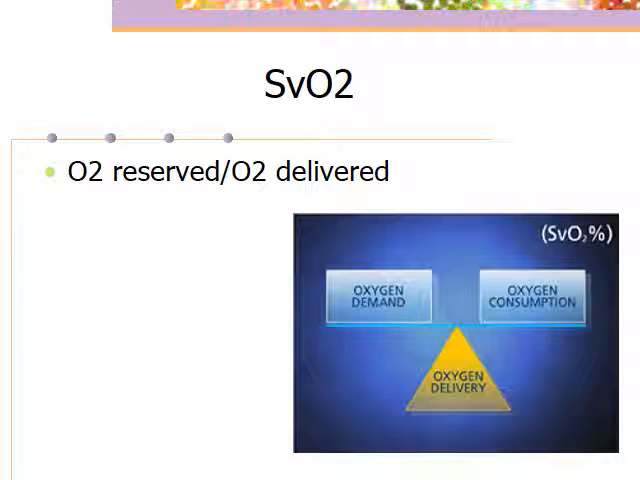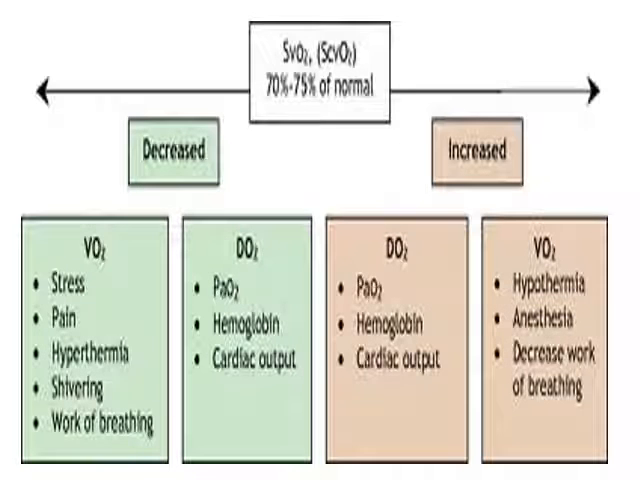SVO2 looks at the ratio between the oxygen reserved and the oxygen delivered. So remember, we had 1,000 mLs of oxygen delivered, and we had 250 consumed. This slide is a good representation of what causes your SVO2 to increase or decrease. Our normal SVO2 is 70 to 75%. If it's decreased, that could be caused by a delivery problem or a consumption problem.